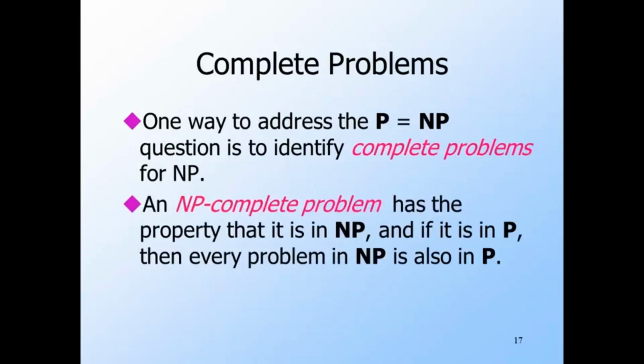Say a problem in NP is NP-complete if the following is true about the problem. If the problem is in P, then P equals NP. That is, every problem in NP is also in P. It turns out that almost every problem that is known to be in NP but is not known to be in P is NP-complete. There is only one well-known exception, graph isomorphism.